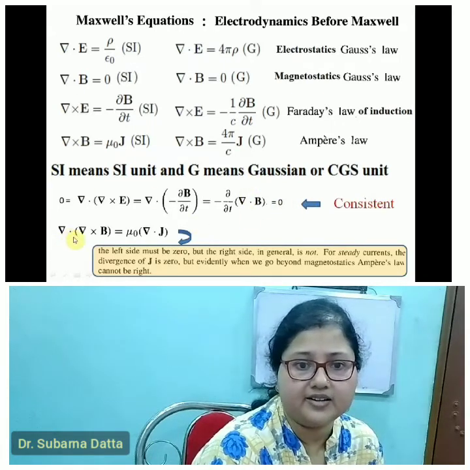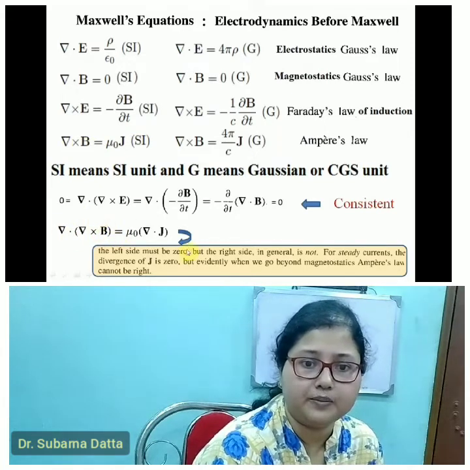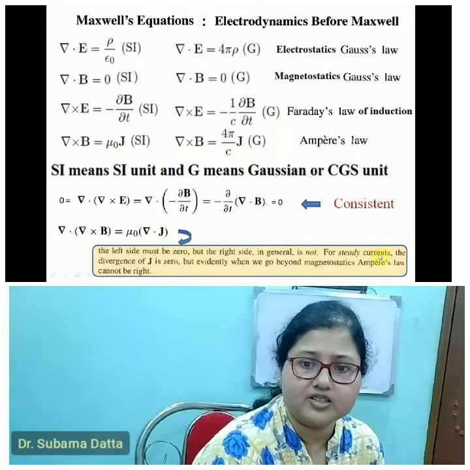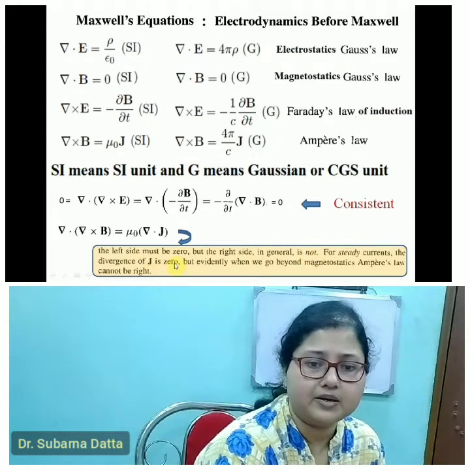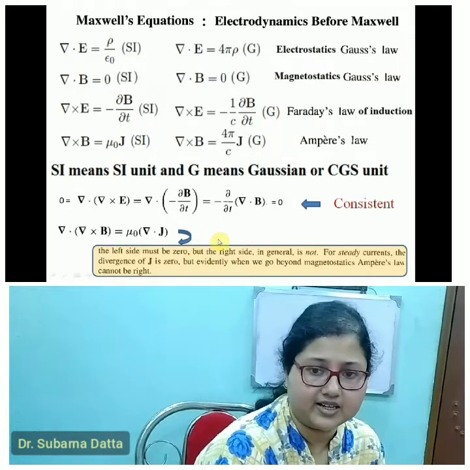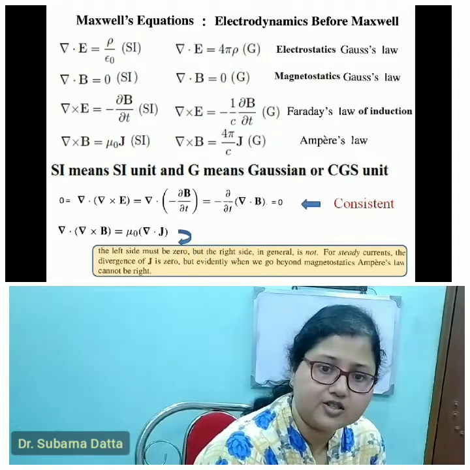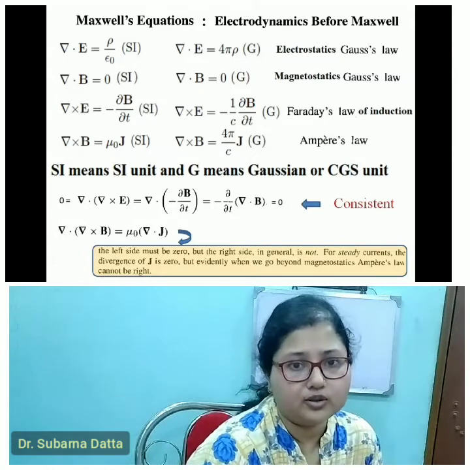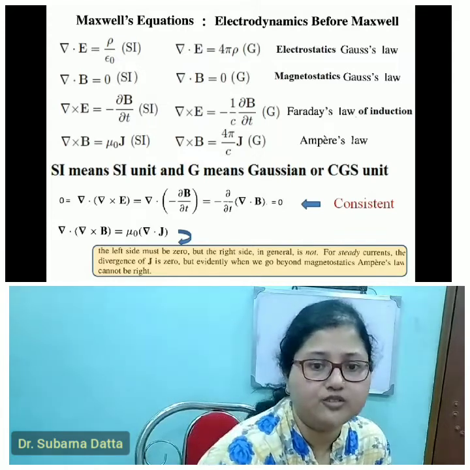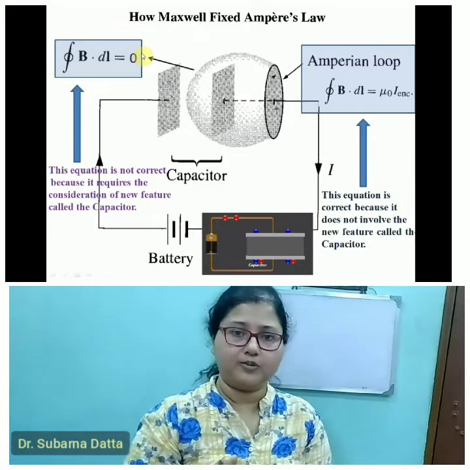But if we take del dot in the fourth equation, then the left side is 0, but the right side may not be 0. For steady current, the divergence of J is 0, but when the current is not steady, when the current is changing with respect to time, the divergence of J is not 0. So there must be a problem, and how can we solve this? How did Maxwell fix this problem?